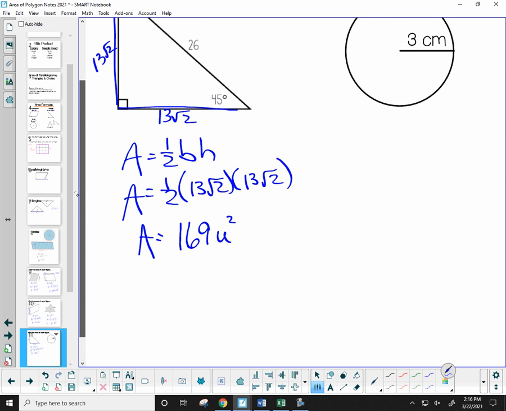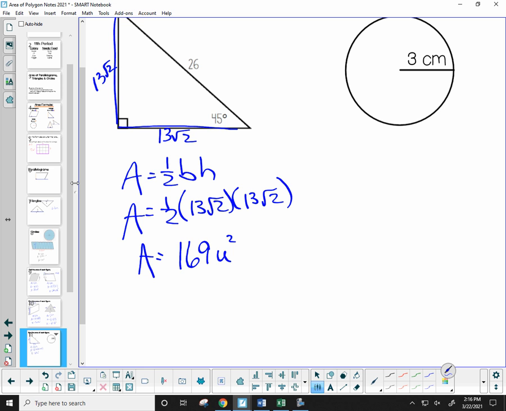All right, next one's a circle. This one's kind of nice, right? So area equals pi r squared. My radius is 3, so 3 squared is 9. And I don't care if you leave it as 9 pi square centimeters, or if you want to multiply it out, either way. Okay. Any questions on the basic shapes?